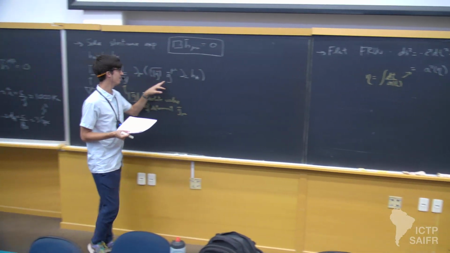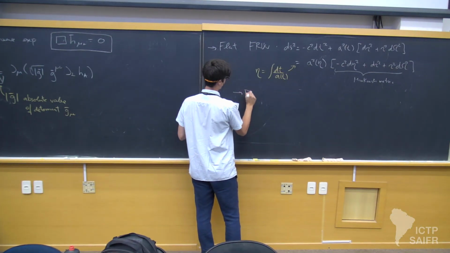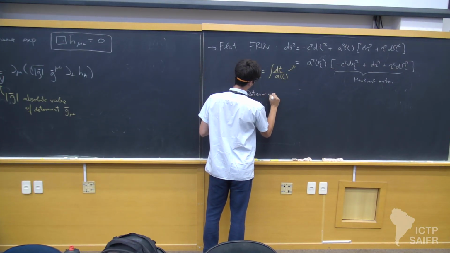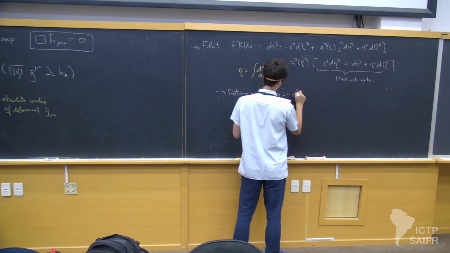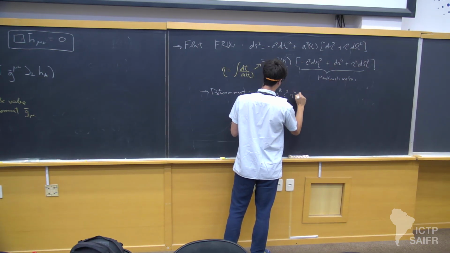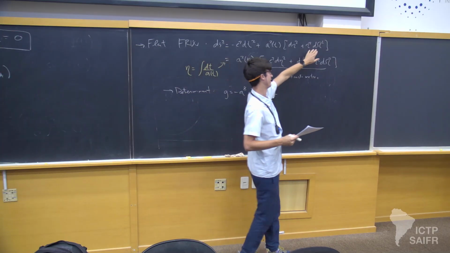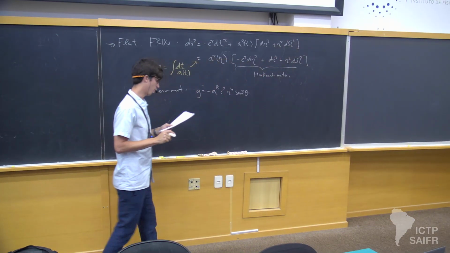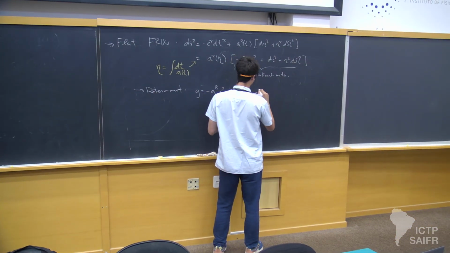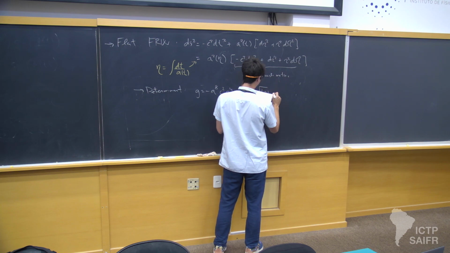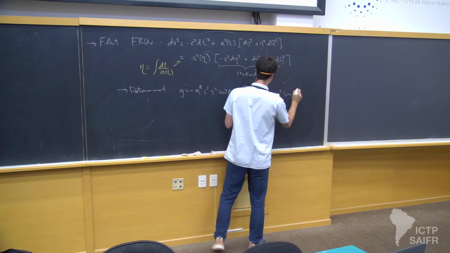Here what we need is to compute the determinants. So we can do that. The determinant g is minus a to the 8, c squared r to the 4 sine squared of theta. This sine squared of theta is coming from the 2D sphere, this dΩ, and therefore the square root of the absolute value of the determinant is just a to the 4 c r squared sine of theta.